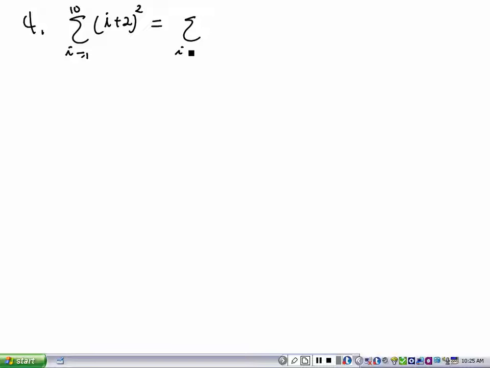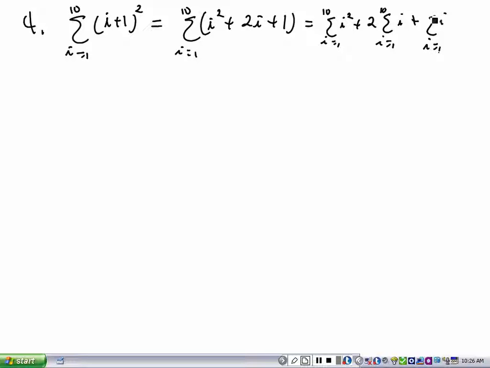We'll FOIL this out. This is the sum as i goes from 1 to 10 of i squared plus 2i plus 1. Simplify this out. This is the summation as i goes from 1 to 10 of i squared, plus 2 times the summation as i goes from 1 to 10 of i, plus the summation of 1 as i goes from 1 to 10.